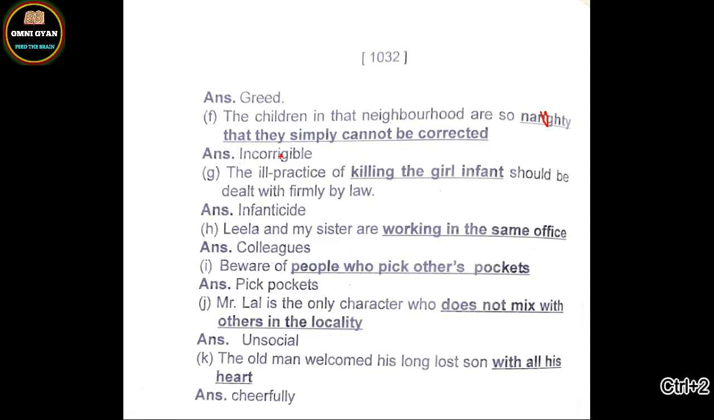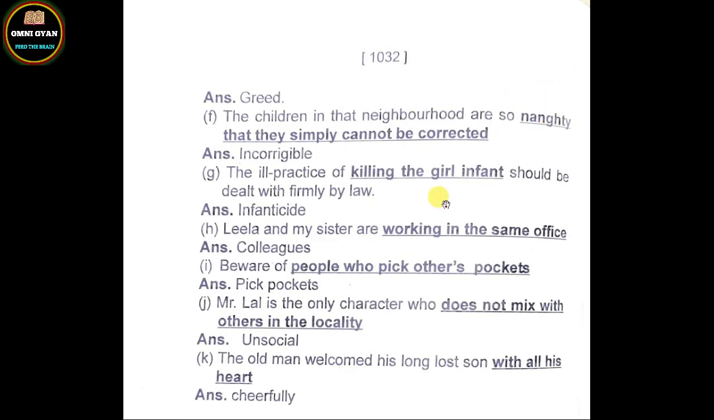So you can write the children in that neighborhood are, no need to write so, or you can write so also, it's okay, are so incorrigible. The children in that neighborhood are so, instead of this group of words you can write incorrigible. Okay, incorrigible. I'm not writing in full, incorrigible. Alright.